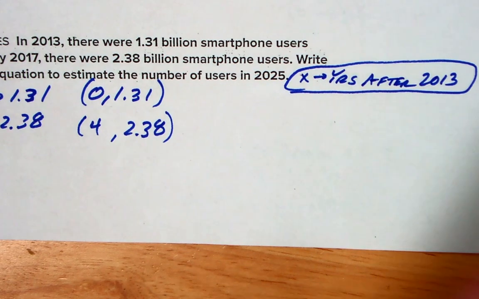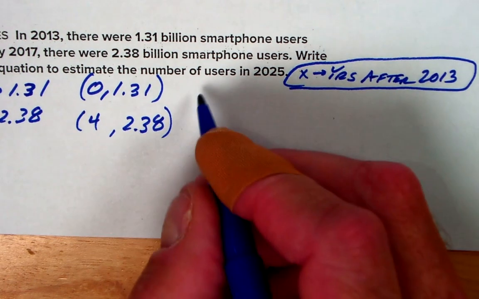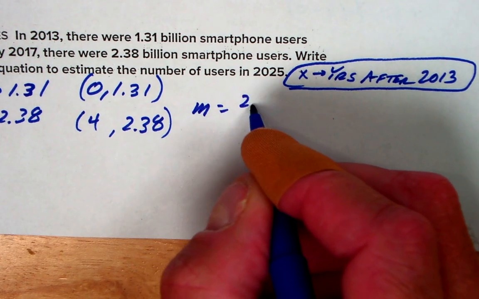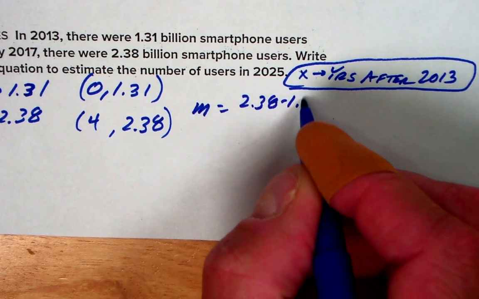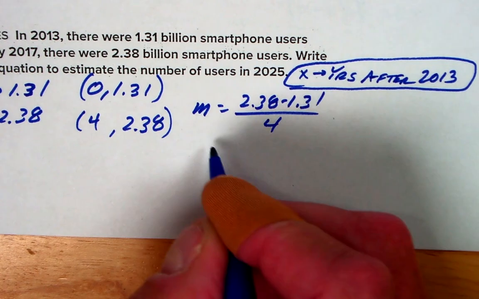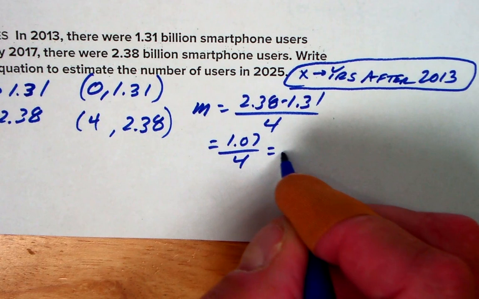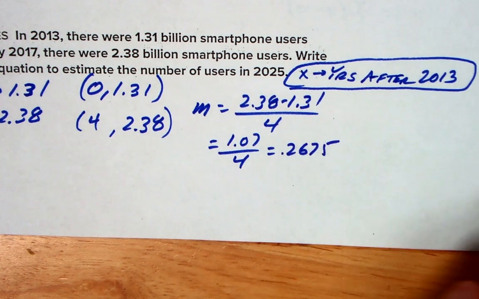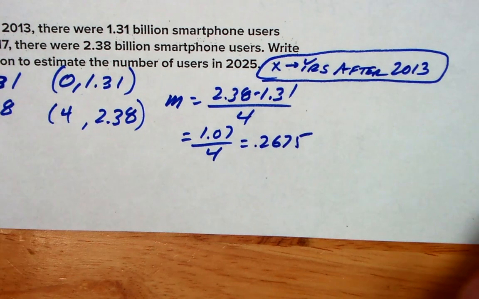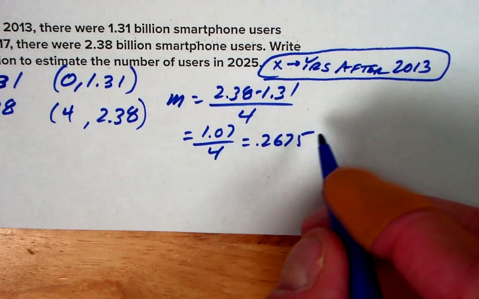You know what? You guys have shown you're good enough at this. I'm just going to do this real quick. My slope is 2.38 minus 1.31 over 4. And so I get 1.07 over 4, which is 0.2675. Okay? Saving some time. So that's my slope.